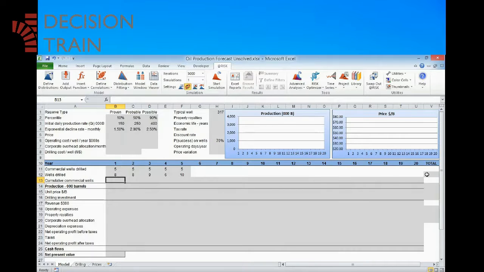24. To start accumulating total commercial wells, on cell B13 write the following reference formula: equals B11. 25. On cell C13, write the following accumulating formula: equals B13 plus C11. 26. Copy this cell C13 and paste it to the range C13:U13 for the range of 20 years.